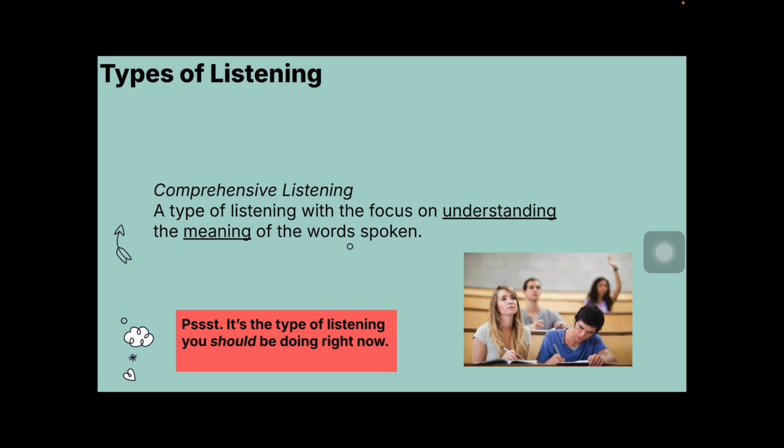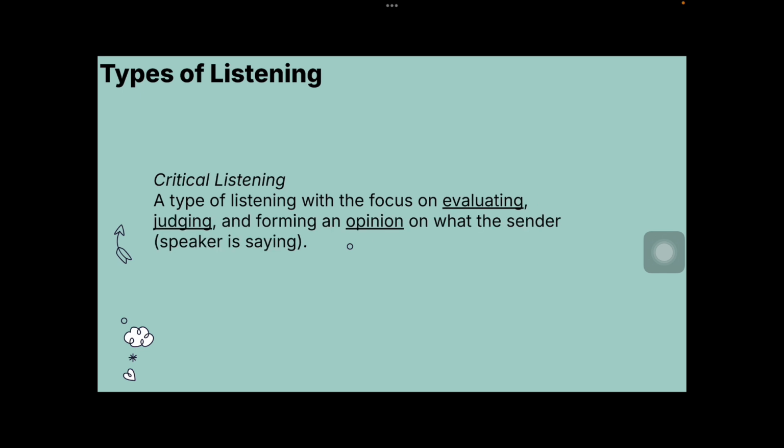Comprehensive listening is the listening you should really be doing right now and in your classes on the daily. It's the type of listening with the focus on understanding the meaning of the words spoken, specifically learning information that you need to do well in your classes. And then critical listening is a type of listening with the focus on evaluating or judging or forming an opinion. It's where the sender or the speaker is trying to persuade you of something. You're trying to make an informed decision based on what you are listening to.